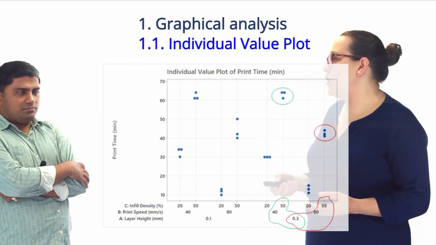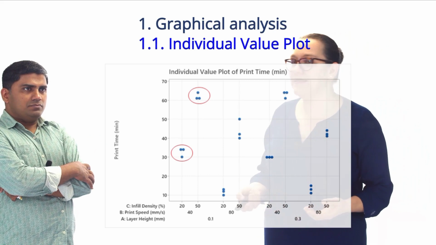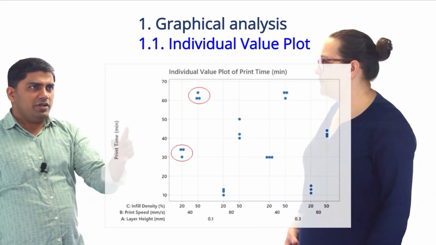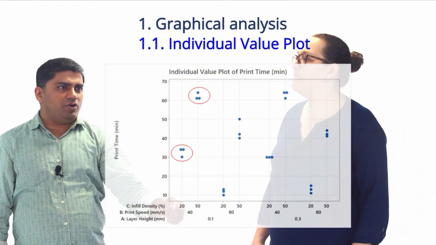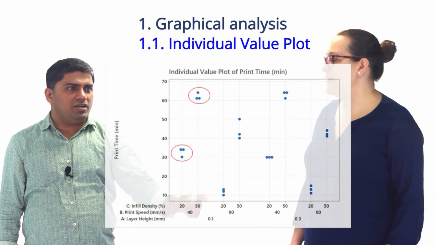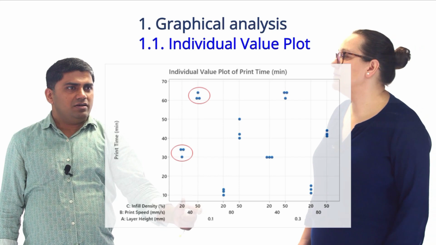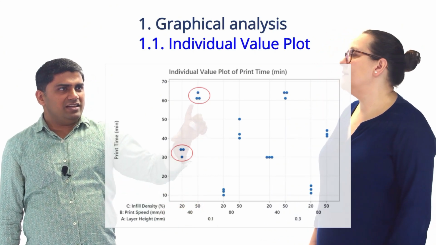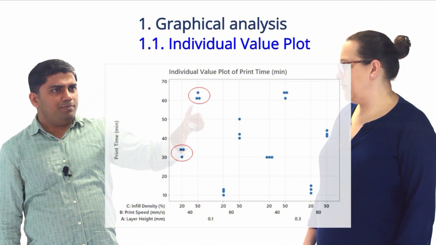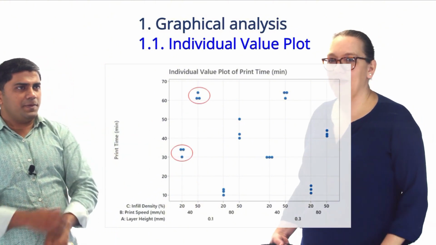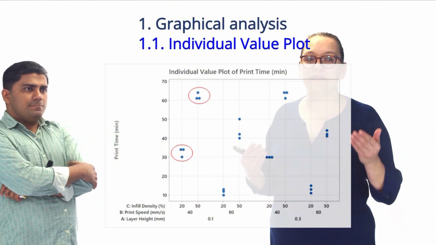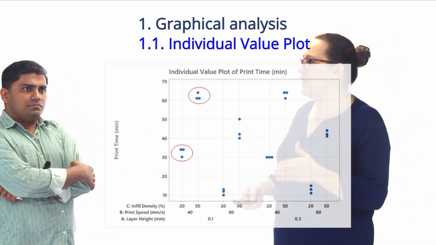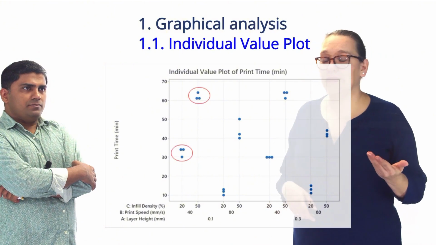So if we look now at these 2 groups, what do you see here? So the 2 things in common are 0.1, 40, 20 and 0.1, 40, 50. So the only change is infill density. When there is an increase in infill density, there is a significant change in print time. The other 2 factors are at the same level, so the print time is increased.